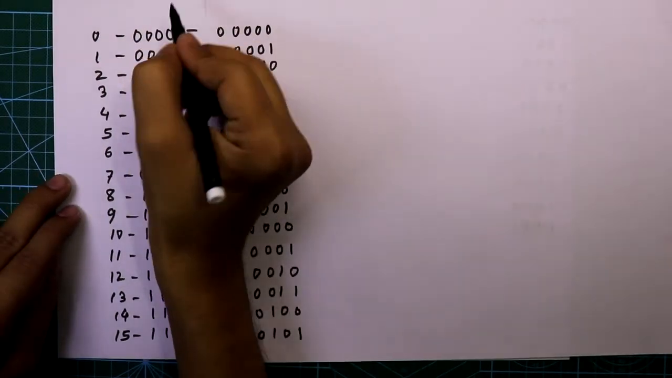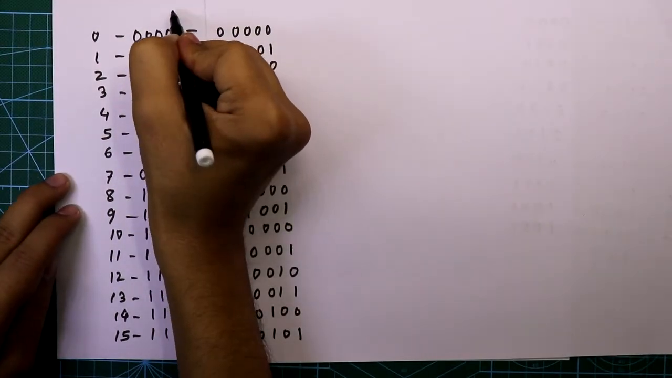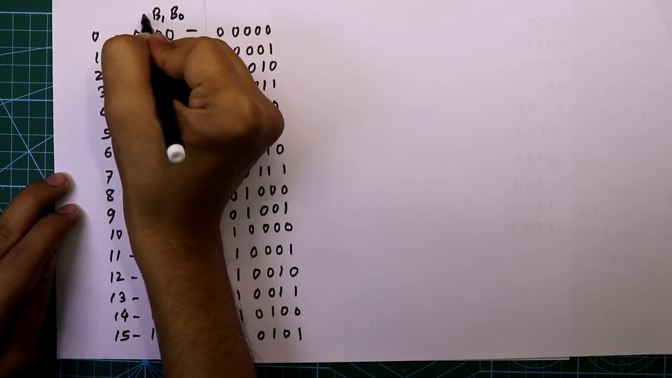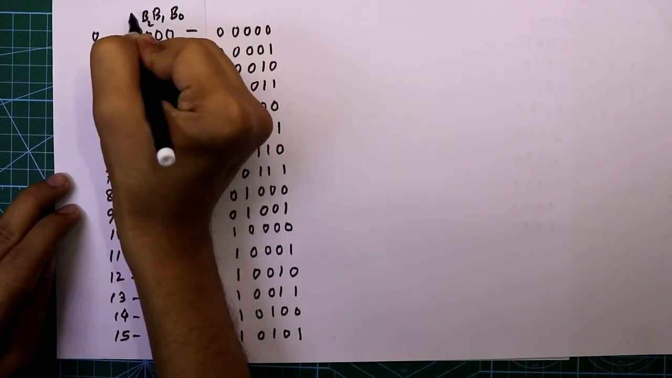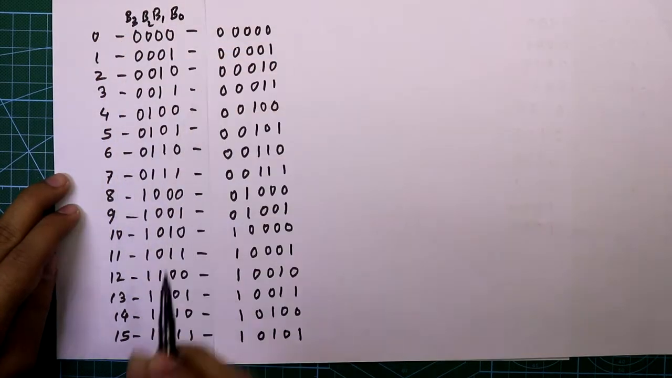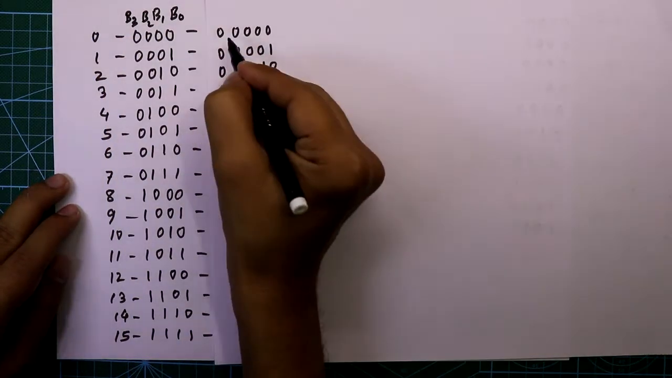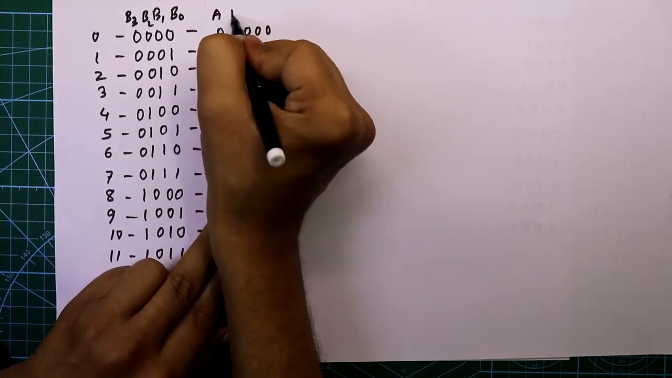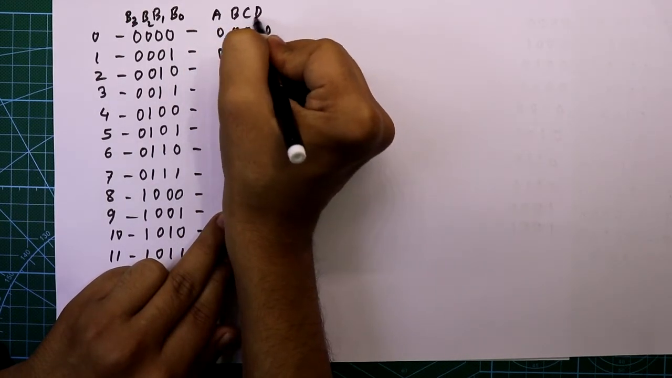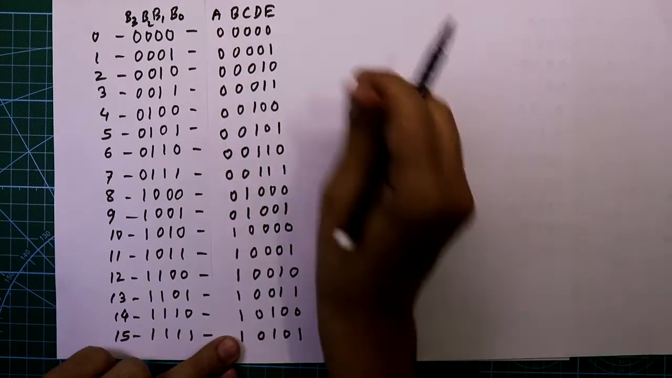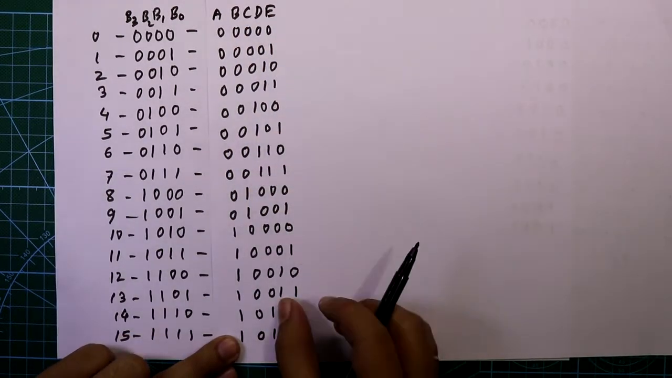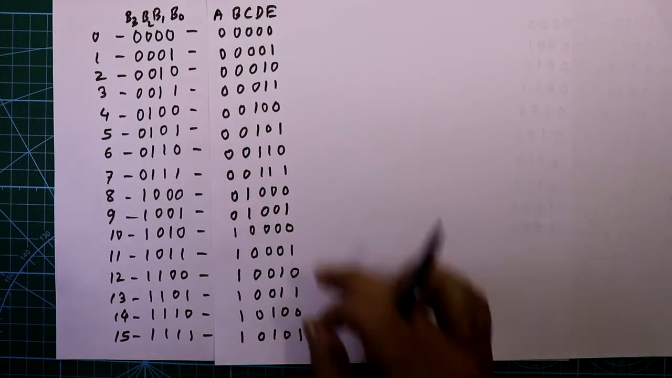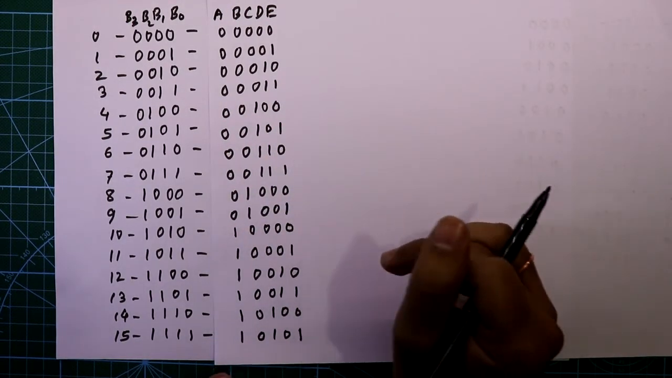Now name it. It is LSB. I am naming it as B0, then B1, B2, and the MSB B3. And for BCD I am naming it as A B C D E. E means this column, D means this one, and A means the first one. Now from this we have to make our K-map.